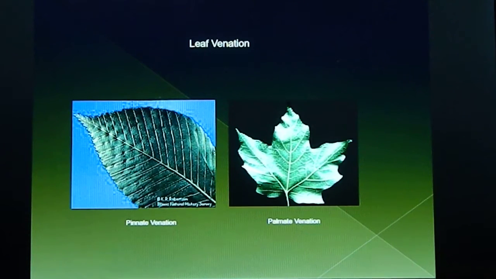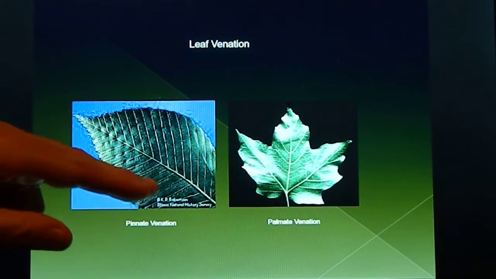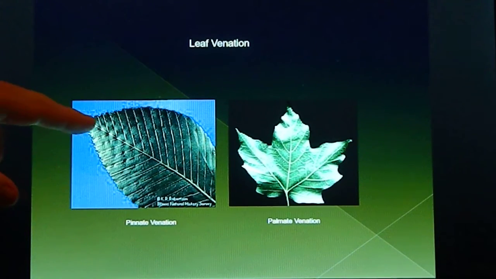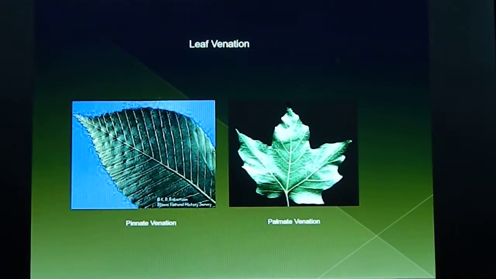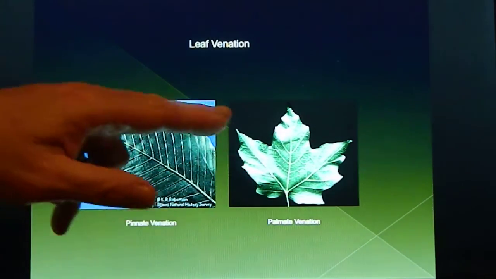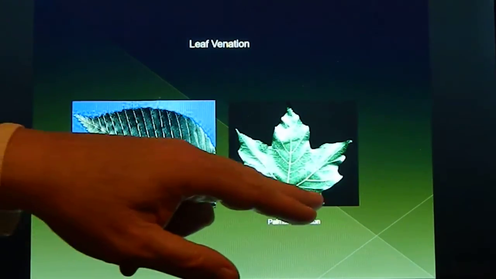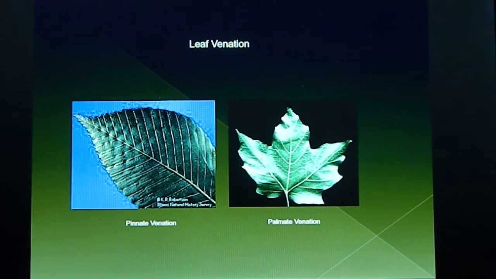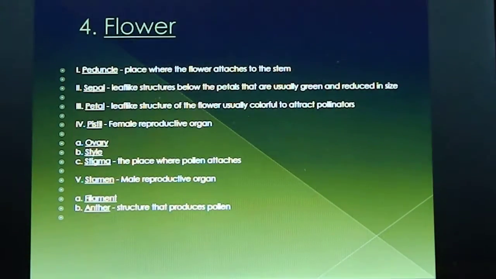And so here we go again with the same picture of the elm leaf, and you can see the major midrib running right down the middle of the leaf, and then other veins running off of it. Whereas the sugar maple, you have 1, 2, 3, 4, 5 major veins coming off the base of the leaf, and so that is called palmate venation. So that's leaf type and leaf venation type.